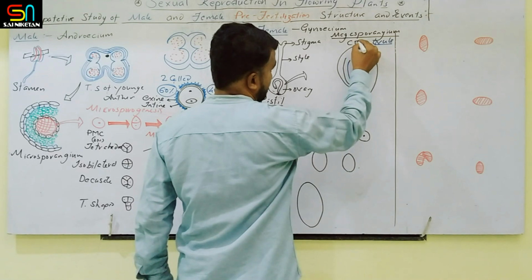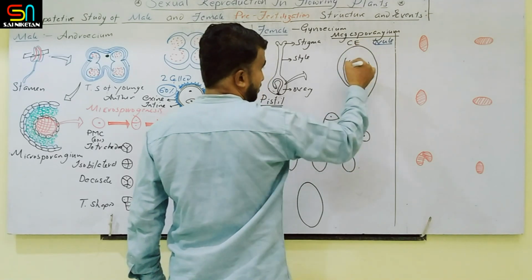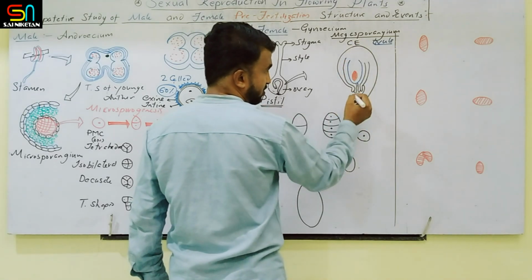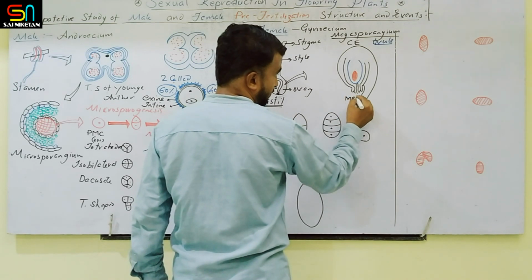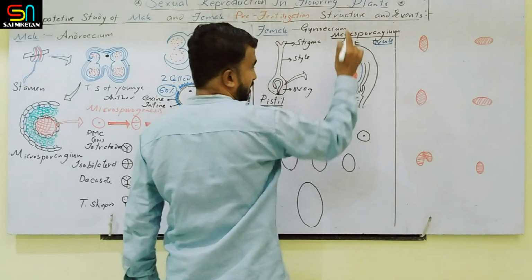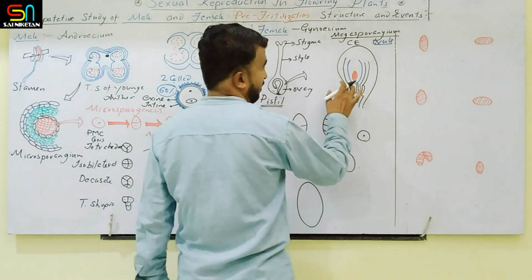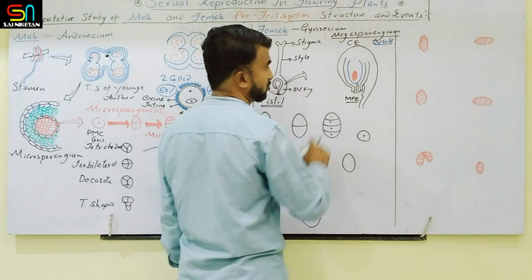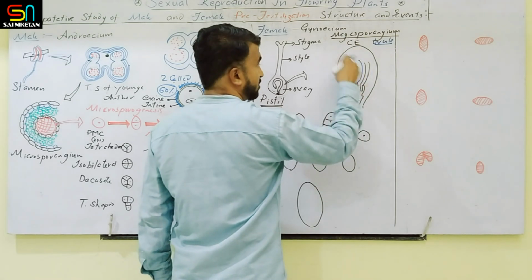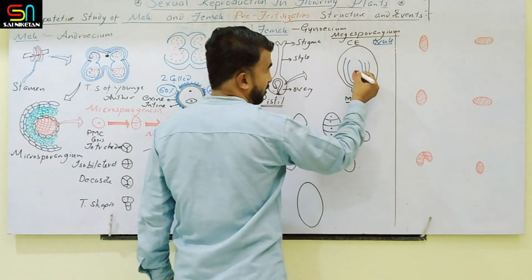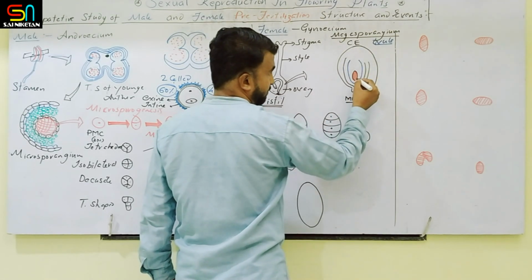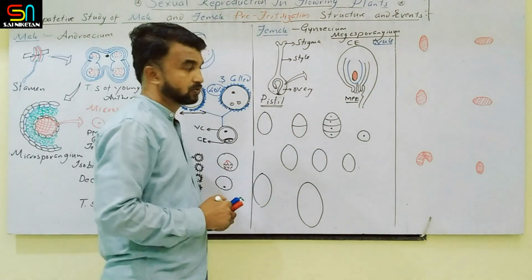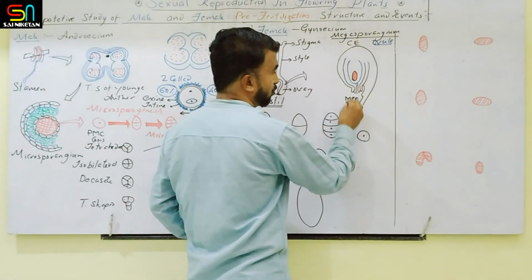This is chalaza end. And integument is present everywhere except one point. This is called the micropylar end. Yes, this is chalaza end. This is micropylar end. Inside these two integuments, nucellus is there, which is a nutritive tissue. So inside that nucellus, embryo sac is there. Yes. So this is a typical anatropous ovule.